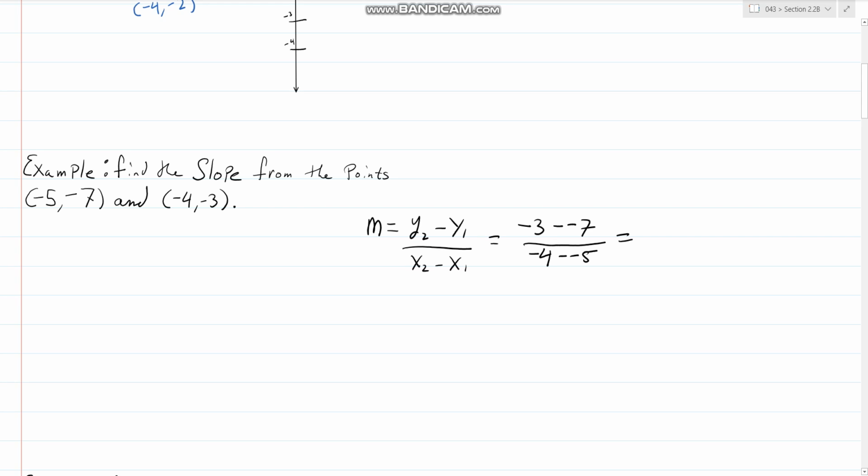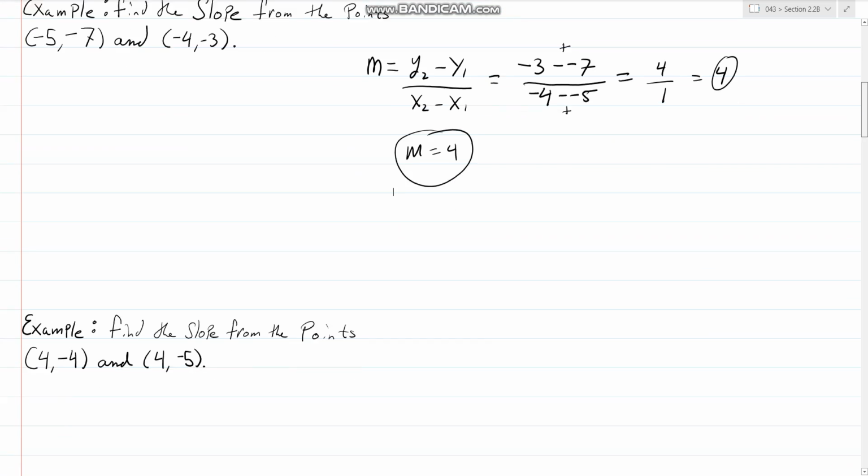Anyway, so -3 plus 7, this becomes plus, this becomes plus. So we have 4, and then we have -4 plus 5, so that's 1. So the slope would just be 4. Okay, so we can say m equals 4. It's pretty easy as long as you get a hold of that formula, or if you have it written down. Finding the slope is generally not very hard. I picked 2 examples here that would have that double negative sign. That's about as tricky as this gets. It's really not that bad.